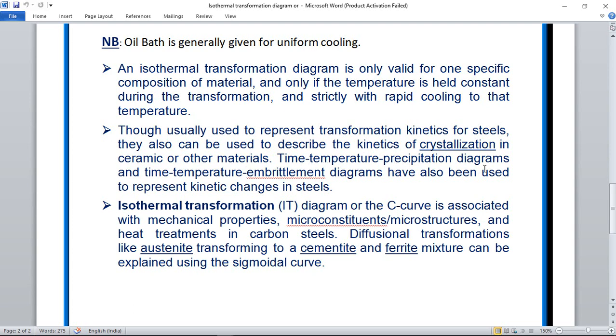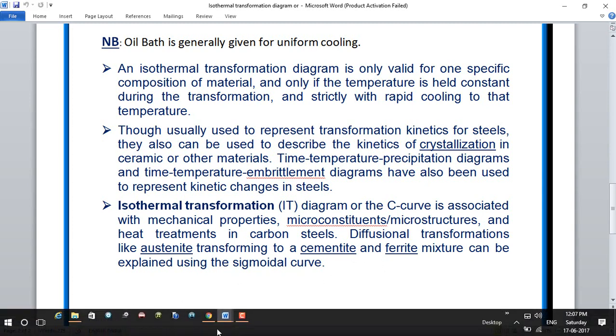Time temperature precipitation diagrams or time temperature embrittlement diagrams have also been used to represent kinetic changes in steel. The isothermal transformation (IT) or TTT diagram or C curve is associated with mechanical property, microconstituents or microstructure, and heat treatments in carbon steel. Diffusion transformation like austenite transforming to a cementite and ferrite mixture can be explained using the sigmoidal curve as I have explained in this curve.